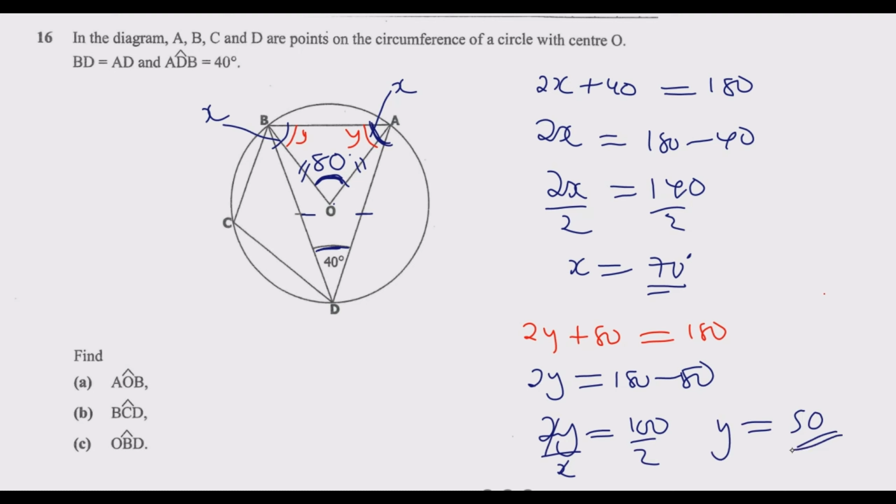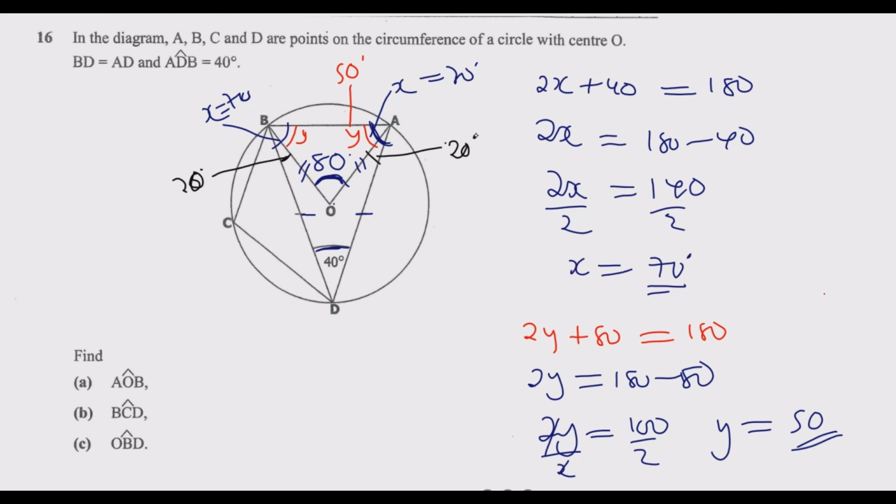So this is equal to 70 degrees, 70 degrees. Then this is equal to 50 degrees. If that's the case, what I can deduce from that is that this angle here should be 20. If this entire angle is 70, then 70 minus 50 will give me 20 degrees. Then this angle is also 20 degrees.